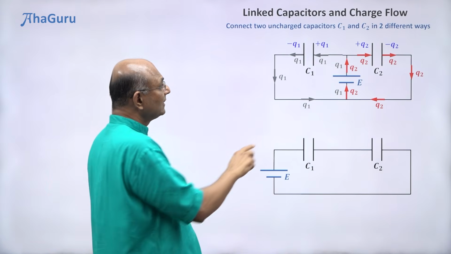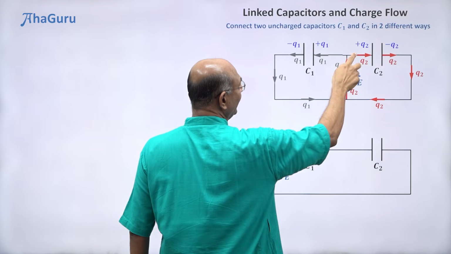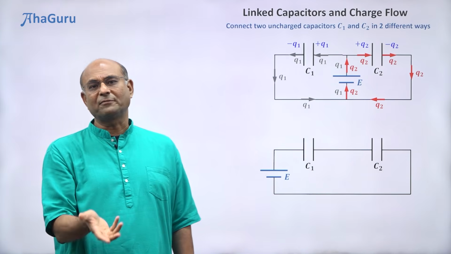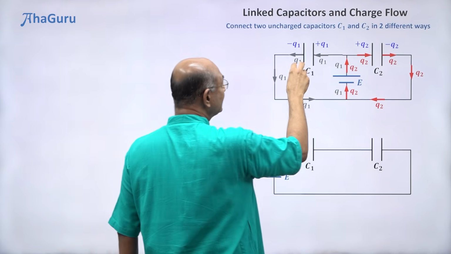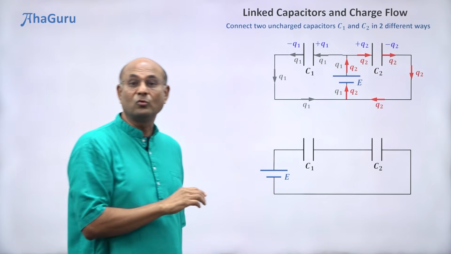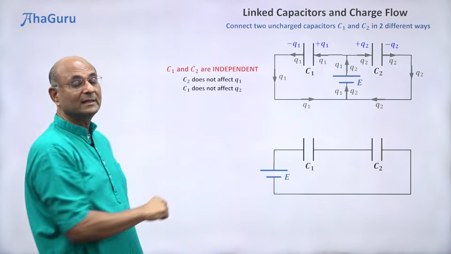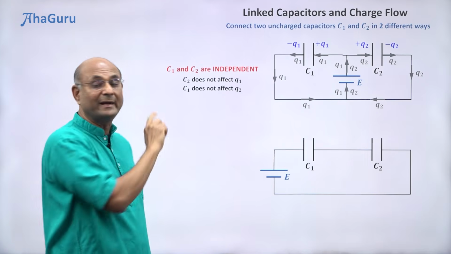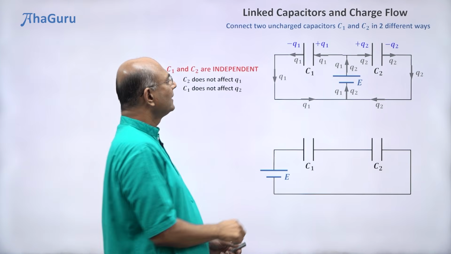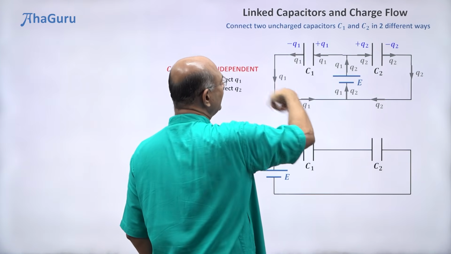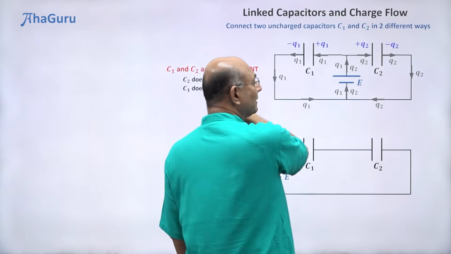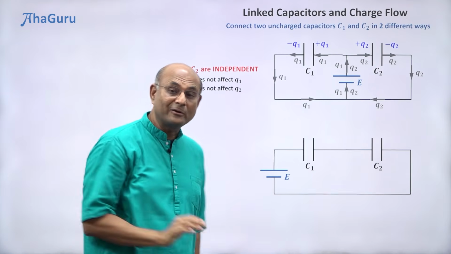Now, notice this Q2 moves through this way independent of Q1. Q1 does not affect Q2, Q2 doesn't affect Q1. Capacitance C1 doesn't affect Q2, C2 doesn't affect Q1. So we can say that C1 and C2 are both independent of each other. They do not affect the charges on each other. Okay. Separately, you can look at this loop without worrying about that, and similarly, you can look at this loop without worrying about this. So this is very important to understand.